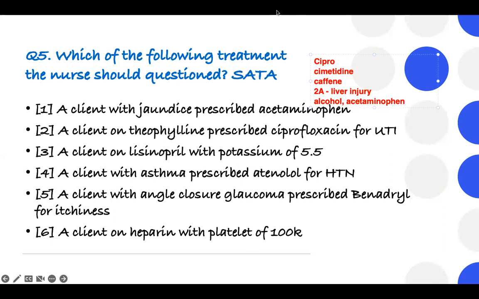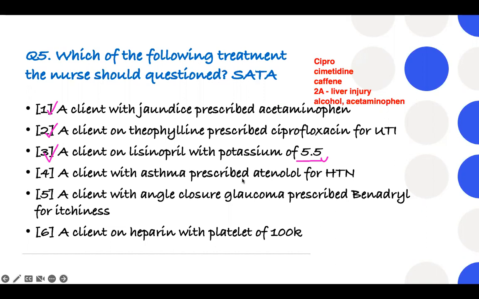Therefore, because of this, we have to intervene. A client on lisinopril with potassium 5.5. We already talked about lisinopril. Lisinopril increases the potassium. Therefore, a patient with potassium 5.5 is almost high. We have to intervene. This will go up to 6 and the patient will get into trouble.